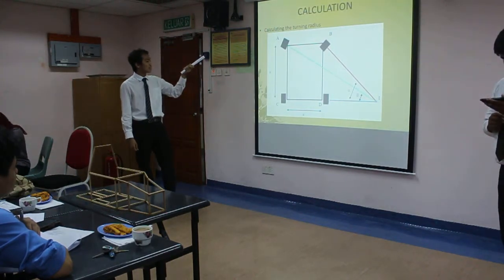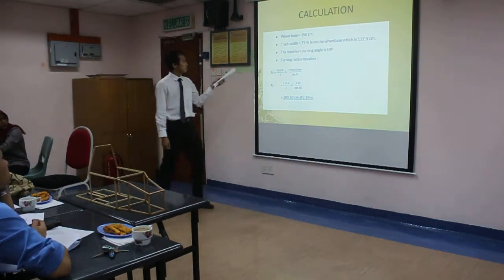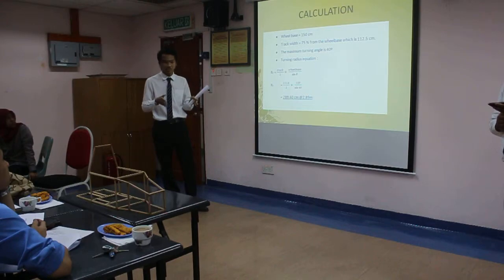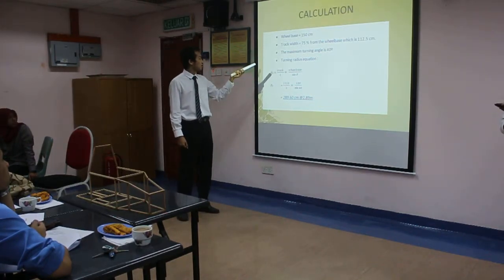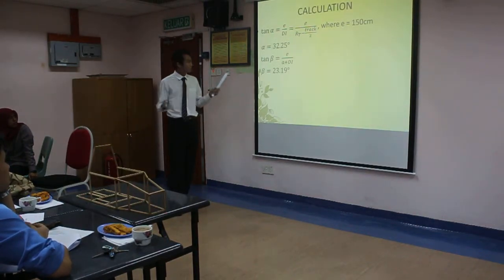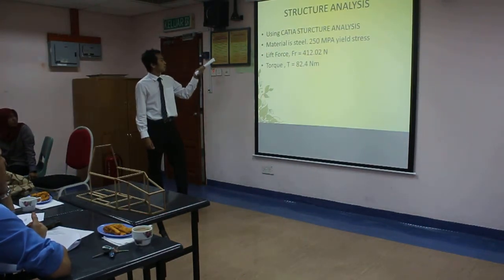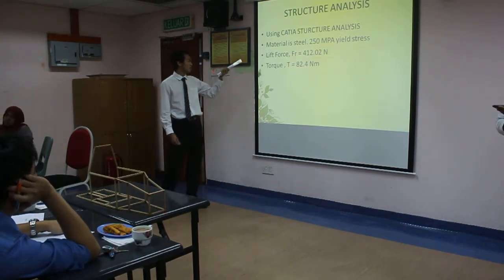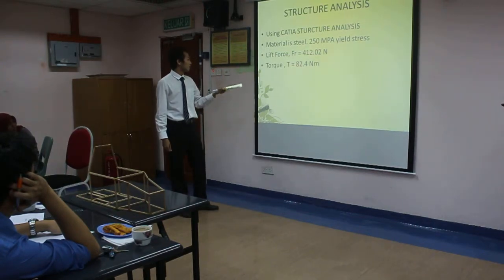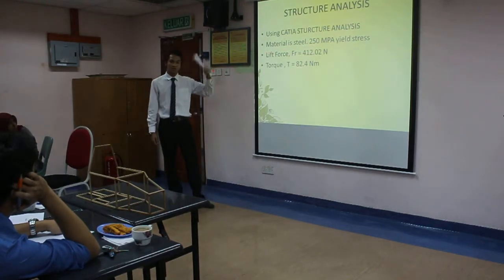This is how we calculate the turning radius of the car. The wheelbase we take 150 cm. We use Kancil tyre, so that the alpha. Using the CATIA structure analysis, we take the yield stress of the steel as 250 megapascals. And we got the force 0.02 newton, and torque 2.4 newton based on the default position.